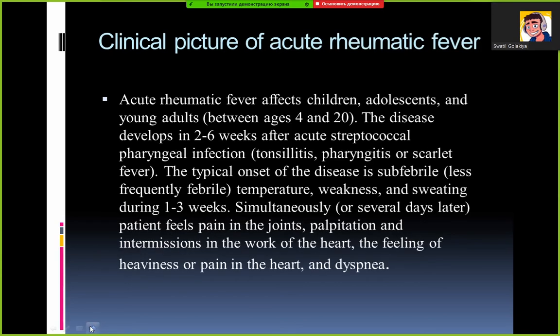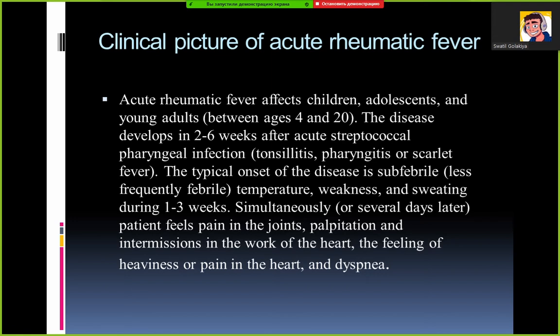Clinical picture of acute rheumatic fever. So acute rheumatic fever affects children, adolescents, and young adults. This disease develops in 2-6 weeks after acute streptococcal pharyngeal infection. So it means that when you are performing questioning of the patient, you must carefully get information about his past medical history.